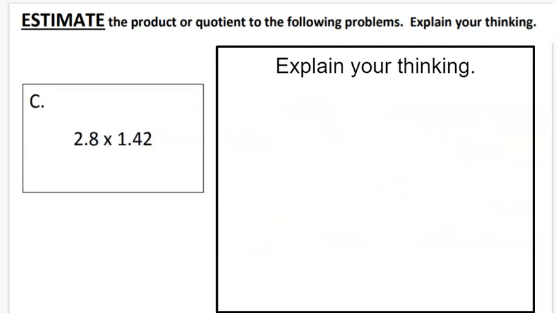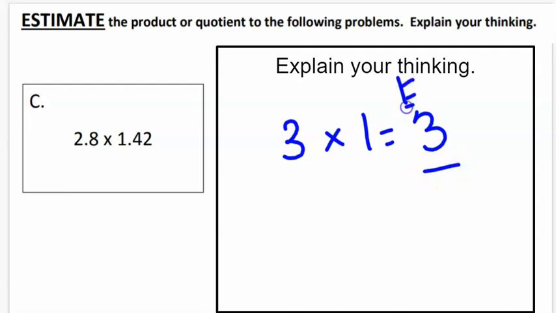So now I have 2 8/10 times 1 42/100, and I'm going to estimate that. So I know 2 8/10 is close to 3, and I know 1 42/100 is close to 1. So I'm saying that estimate is going to be about 3, but I'm thinking it's going to be more than that, but not quite 4. Let's look at the next one.